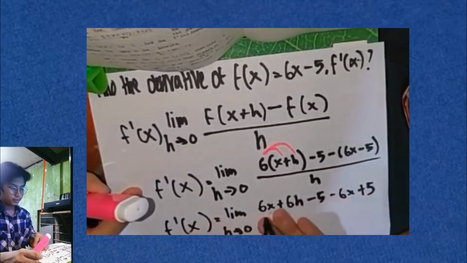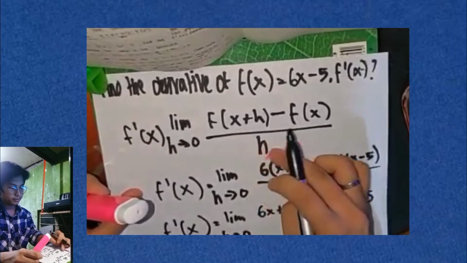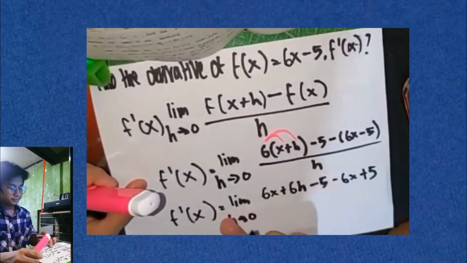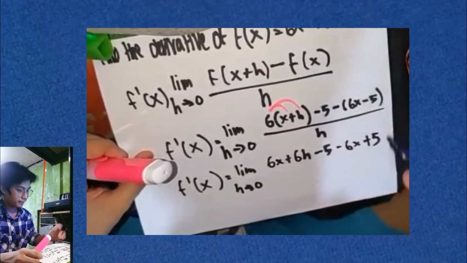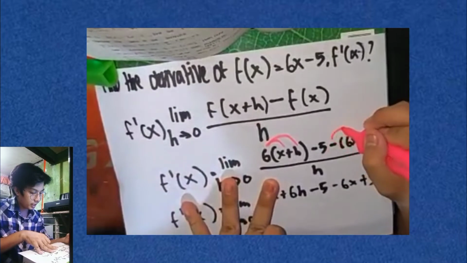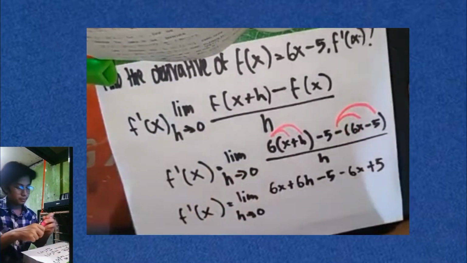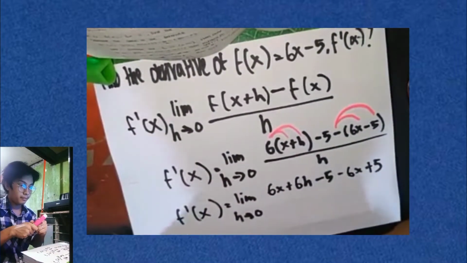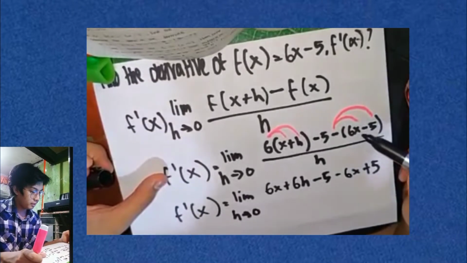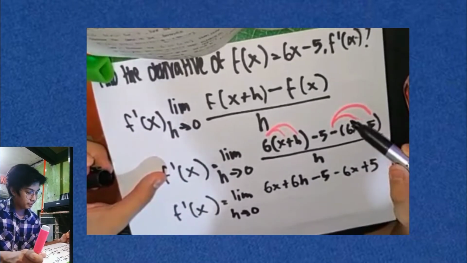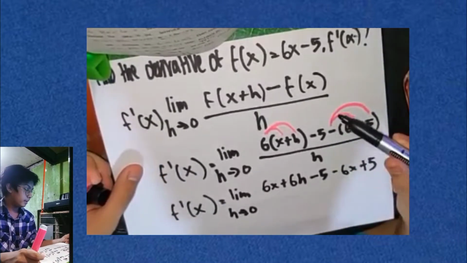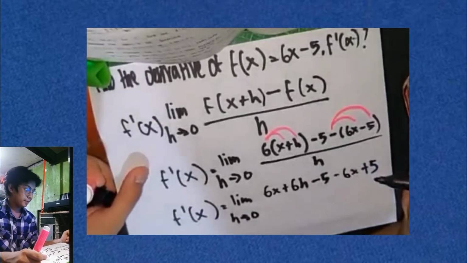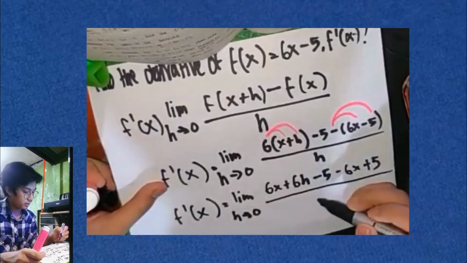The next thing to do is distribute the 6 to the x plus h. Then limit of a function h approaches 0, 6x plus 6h minus 5. Then distribute the negative sign on both. So negative times 6x equals negative 6x. Then negative times negative 5 is equal to positive 5, all over h.